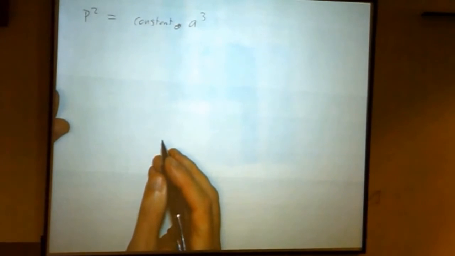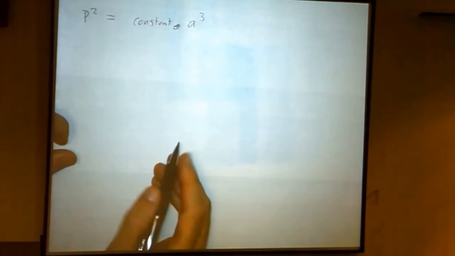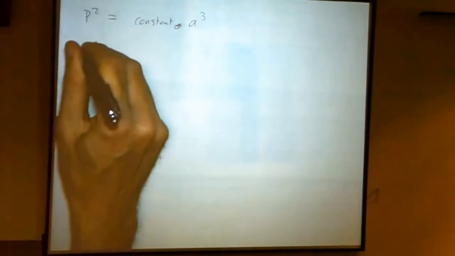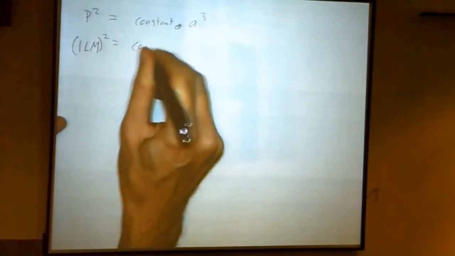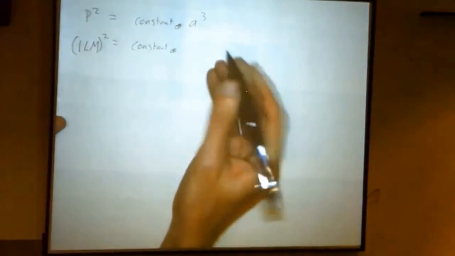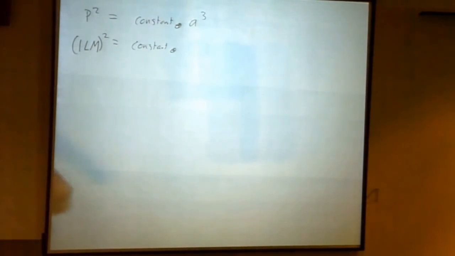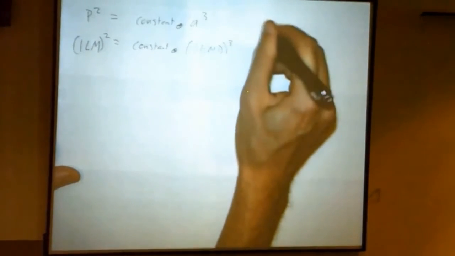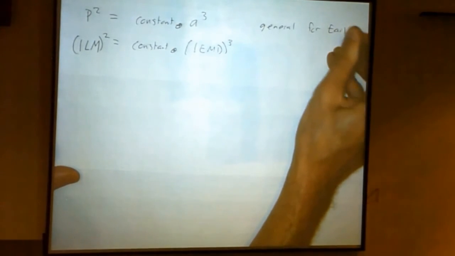Let's take the case of something going around the Earth. The Moon goes around the Earth. The Moon has an orbital period of 1 month. So I'll say LM, lunar month, squared equals that same constant for the Earth, times, we'll call it 1 Earth-Moon distance. There's no term like astronomical unit for the distance between the Earth and the Moon, so we'll just say 1 Earth-Moon distance cubed. So this is a general case for things going around Earth. This is a special case.